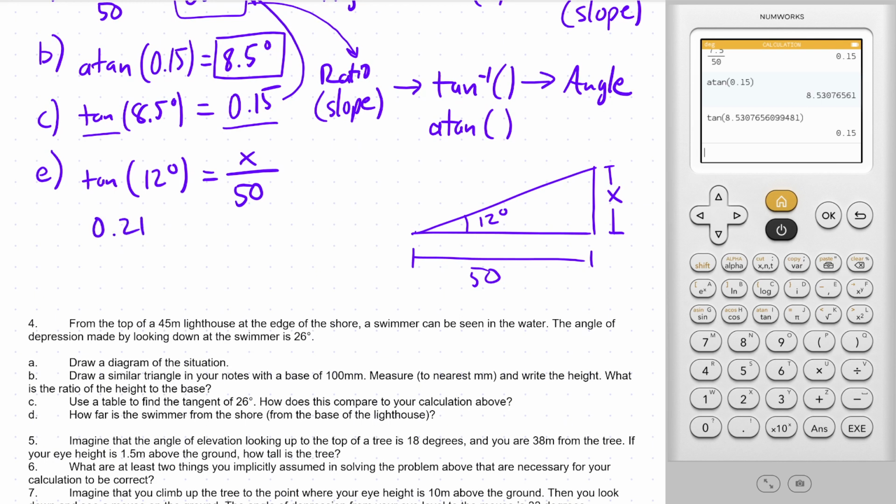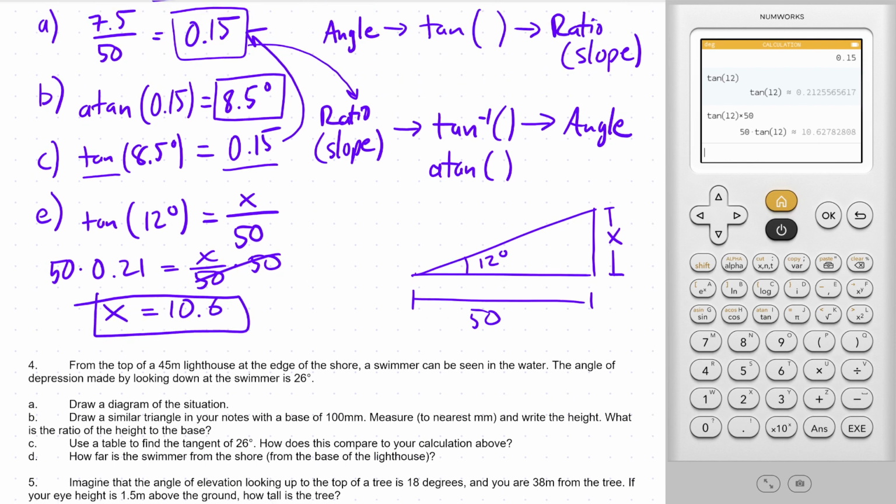We can double check on the calculator. Tangent 12 degrees, sure enough, 0.21 rounded to the nearest hundredth. So that is equal to x over 50. If we want to know what x is, we can just multiply both sides of this equation by 50. Let's multiply this times 50, and I get 10.6. So x is equal to 10.6.